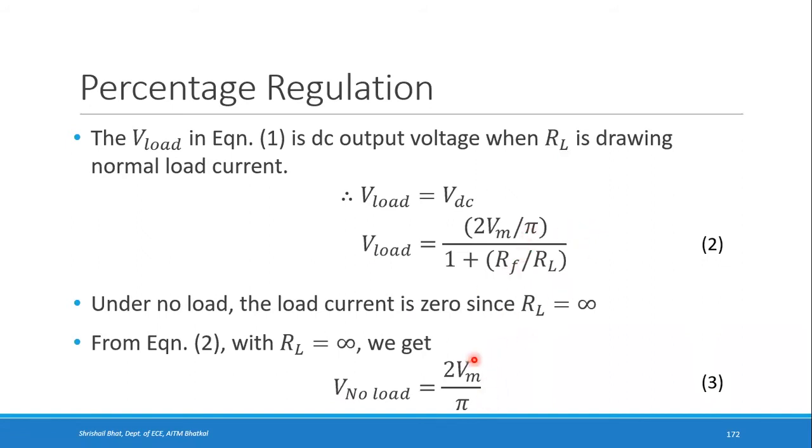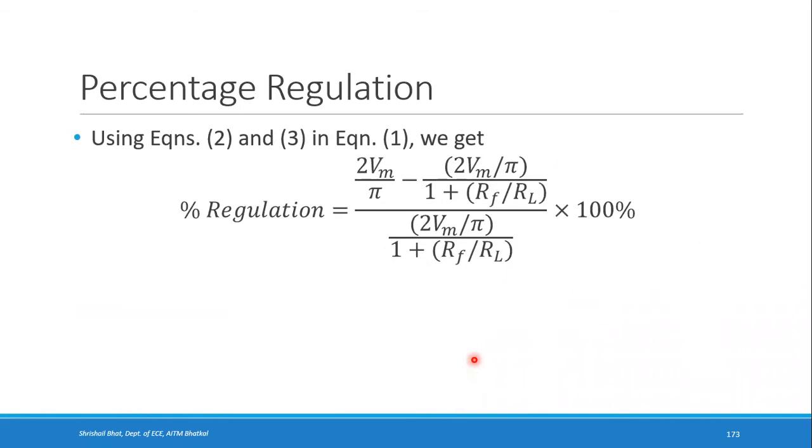These two, if you substitute in that equation 1, that is percentage regulation, is equal to V no load minus V load divided by V load into 100%. This is V no load, that is 2 Vm by pi, minus V load, that is 2 Vm by pi divided by 1 plus Rf by Rl, divided by V load, that is 2 Vm by pi divided by 1 plus Rf by Rl into 100%.